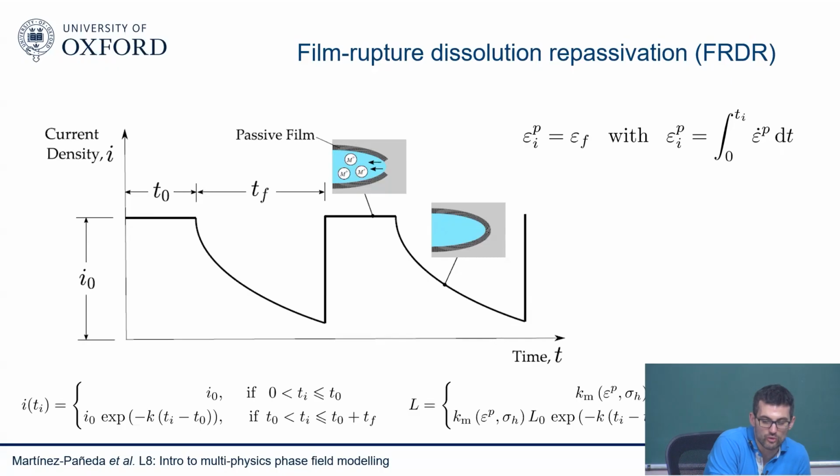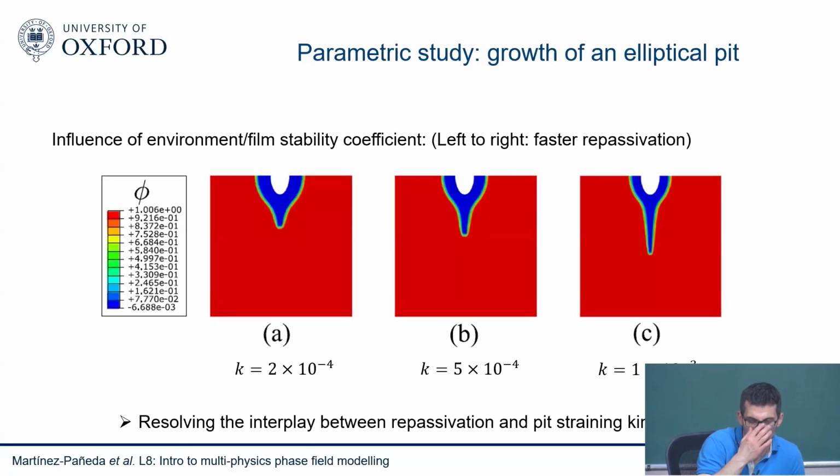We seem to be able to predict what happens in the experiments with this kind of phenomenological approach, but it will be better to have something a bit more mechanistic in all the stages described. But anyway, this was the first attempt, and what we saw, of course, was that we were able to capture the interplay between repassivation and straining kinetics, and we were able to capture, as you can see here, the transition from pit to a crack, basically. This kind of pit to crack transition that the community have been trying to simulate for decades.